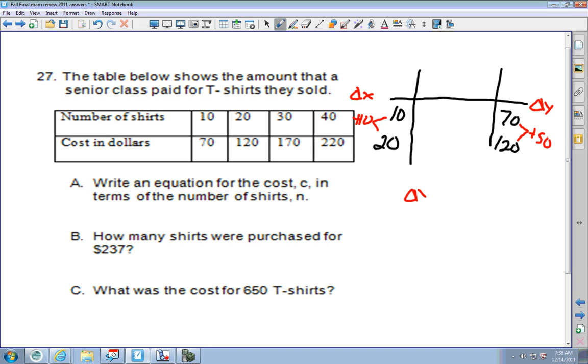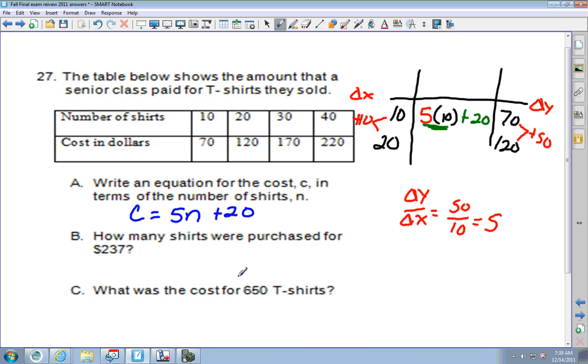So you're going to take delta y over delta x to find the slope. 50 over 10 is 5. So I'm going to put the 5 here. 5 times 10, when you multiply that together, that gives you 50. What do you have to add to 50 to get to 70? Yes, 20. So now your equation is the cost is $5 times the number of shirts plus 20. It says, how many shirts were purchased for $237?